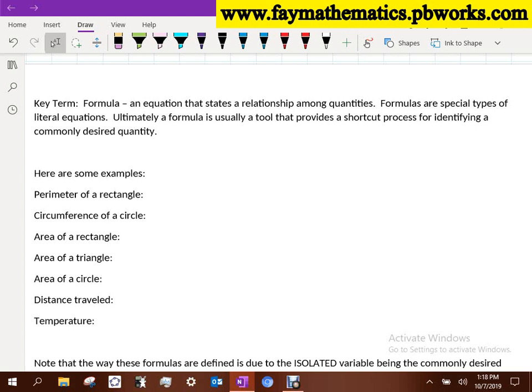A formula is an equation that states a relationship among quantities. Okay? That relationship is going to be identified by multiplication, division, addition, and subtraction, your operations. Okay? Formulas are special types of literal equations. And the fact that they are kind of rules or tools that provide a shortcut process for identifying a commonly desired quantity.